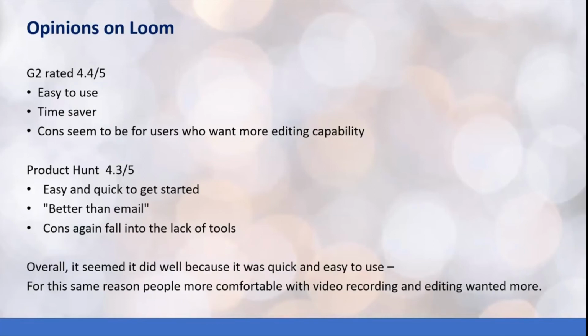Product Hunt gave it 4.3, much like the 4.4 from G2. Easy to get quick and started, better than email. Again, the lack of tools. I know that they have a highlighting tool and a pen tool to highlight on your screen what you want your viewer to focus on, but that is only available in the paid version.